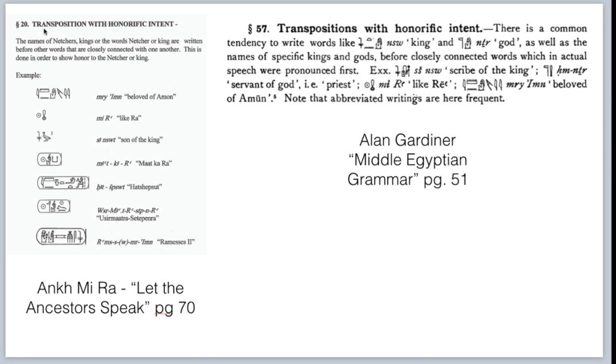Anyway, Ankh Mi Ra, transposition with honorific intent. This is honorific transposition. He says the names of netchers, kings, and the words netcher or king are written before other words that are closely connected with them. This is done in order to show honor to the netcher or king. So he gives an example. So we have Meri Amen. Notice in this example, Meri Amen, if you read it according to the glyphs, it would be Amen Meri.